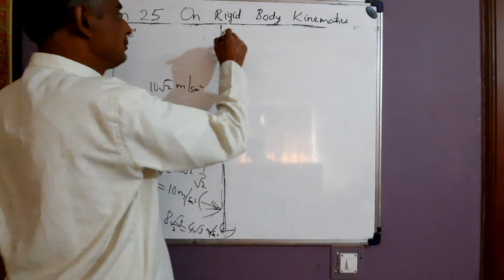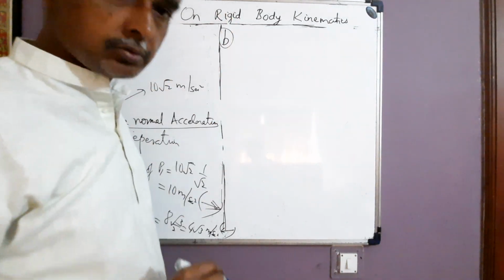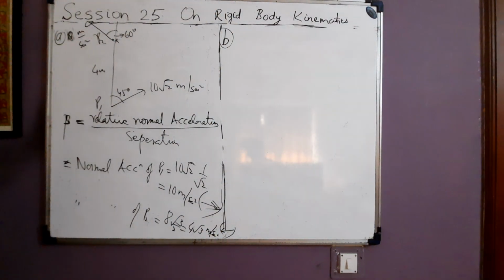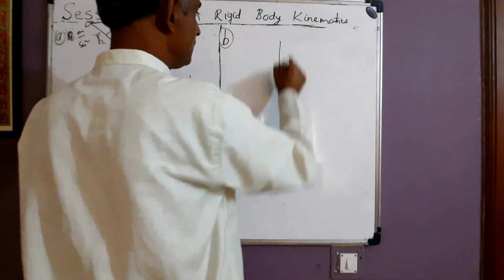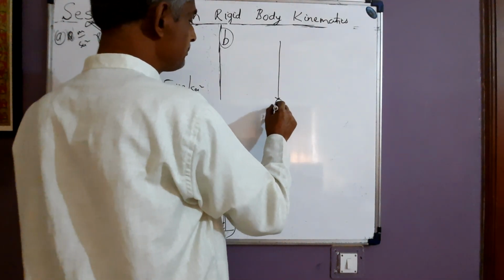I'll take up one more problem based on this concept. So this is this one. See, this is the rod P1, P2.